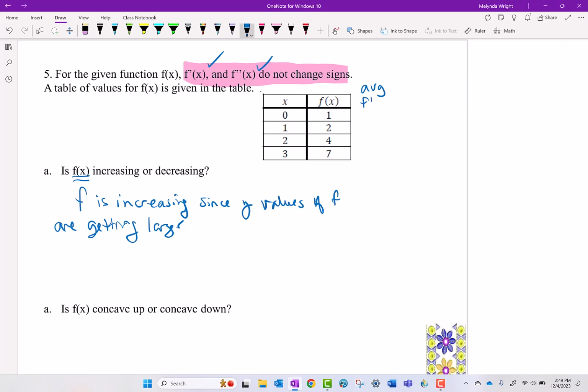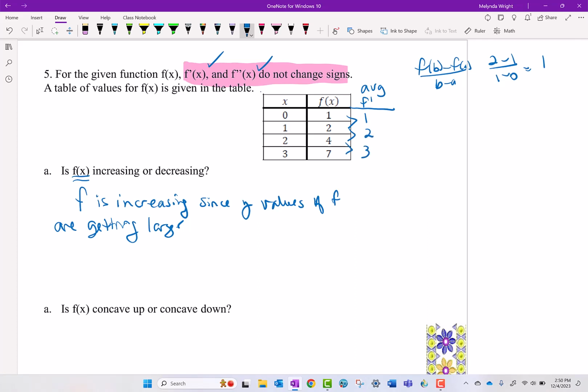When we do average, remember, f of b minus f of a over b minus a. I'm just going to do the first one in the formula, then we'll be able to do the others. The x's are only one space apart. So that would be 2 minus 1 over 1 minus 0, which gives us 1. So that would be a difference of 1. This is for average first derivative. This difference is 2, and this difference is 3.